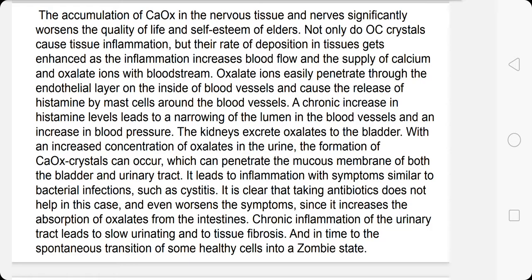Kidneys excrete oxalates to the bladder, but if these crystals occur, they can penetrate the mucous membrane of both the bladder and urinary tract with a lot of pain. It leads to inflammation with symptoms similar to bacterial infections, like cystitis, but of course antibiotics do not help in this case, and even worsen the symptoms, because they increase the absorption of oxalates from the intestines.